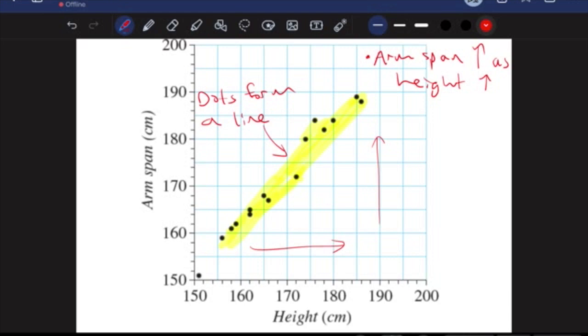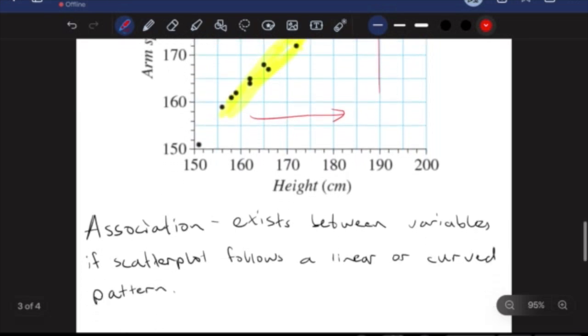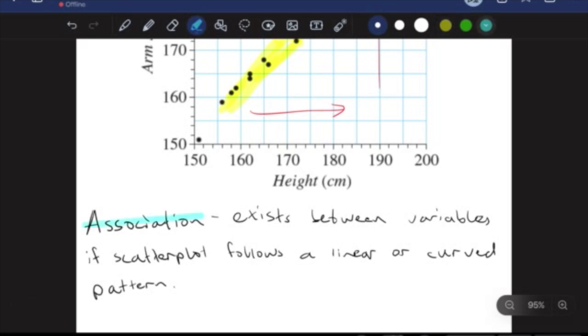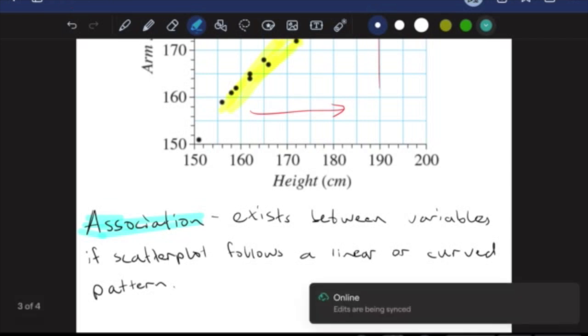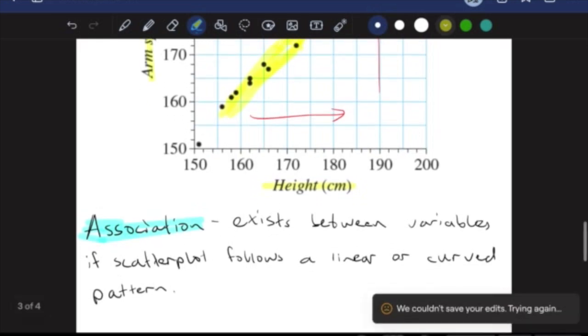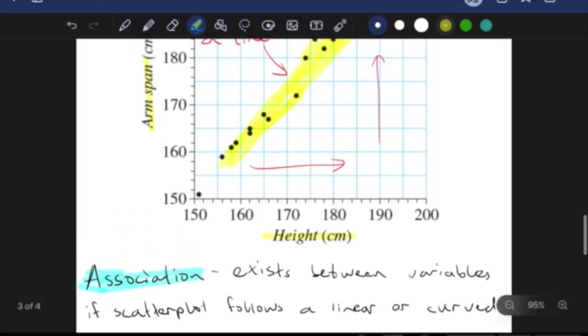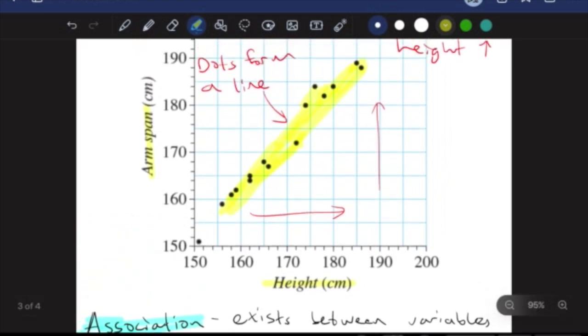Now that is going to be the basis of the ideas that we're going to be introducing in this particular video. Now what we're talking about here is what's called an association. Now an association means a type of relationship. So an association exists between two variables. So for example here, height and arm span. If the scatter plot follows a linear or curved pattern. Now we're not really going to talk too much about curved patterns in this series. We are going to be talking about linear patterns. So the more linear these are, the more we can say there is a clear association between them.